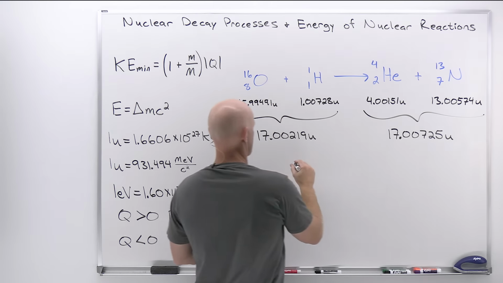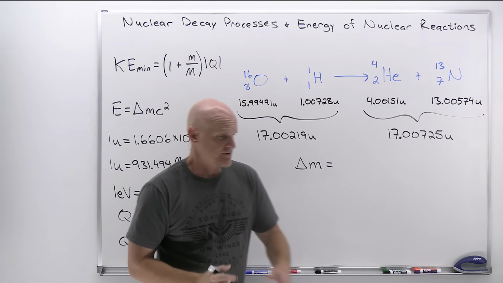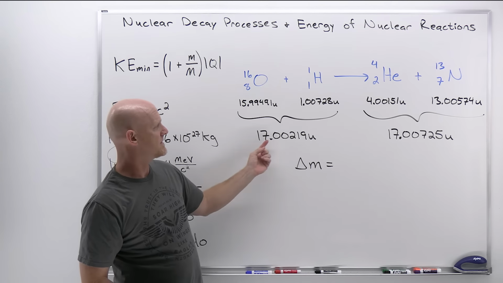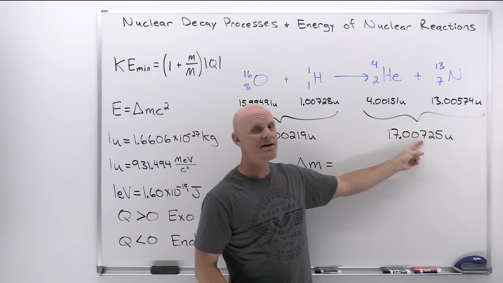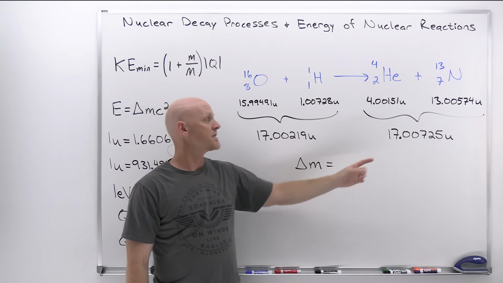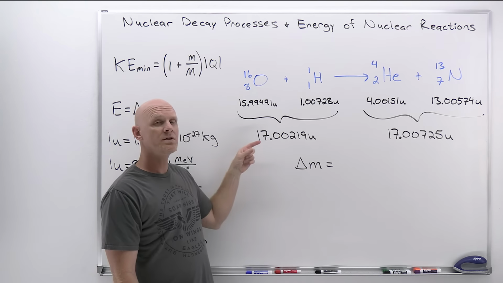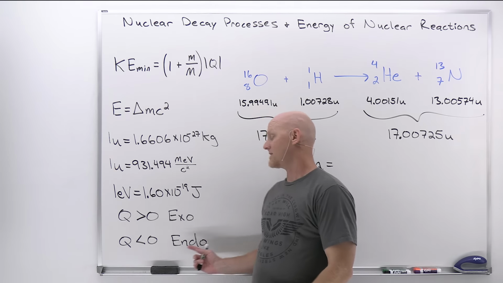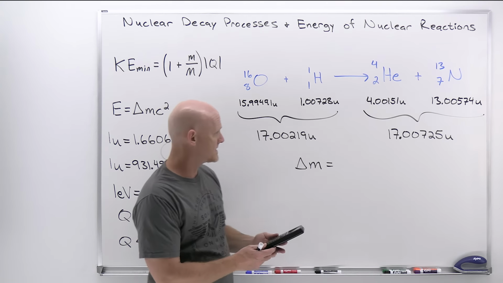And so if we calculate delta M here, and truth be told, I'm just going to calculate the absolute value of this difference in mass. But if you notice, they're both 17 here, but 0.002 versus 0.007. And so in this case, the products actually weigh a little bit more than the reactants. And so over the course of the reaction, we'll have had to convert energy into mass. This reaction is going to consume energy. It's endothermic, and it's going to have a negative Q value in this case.